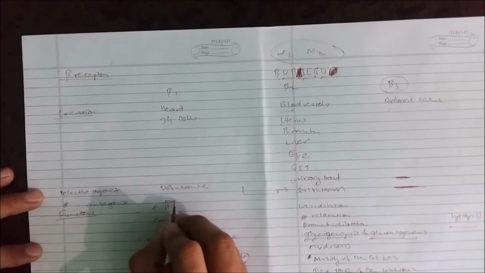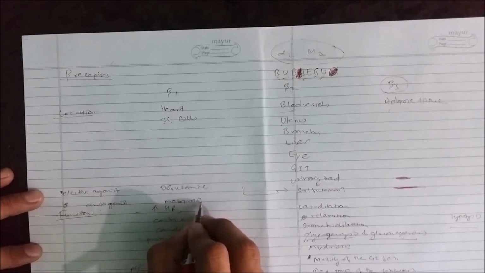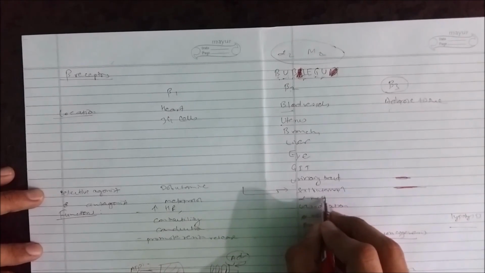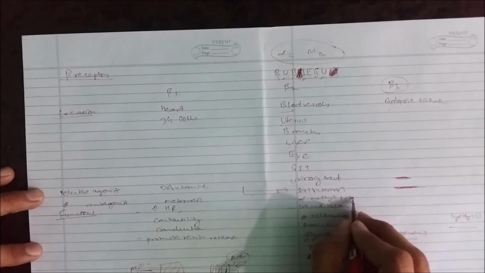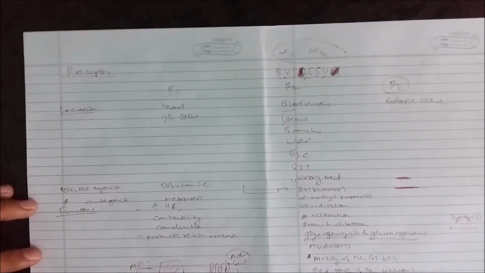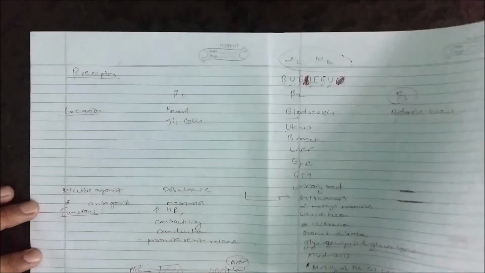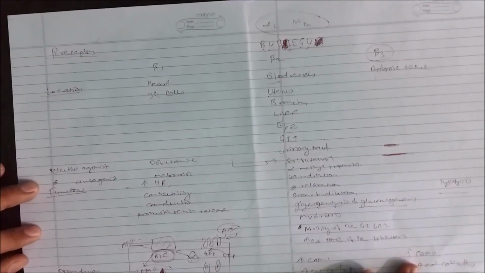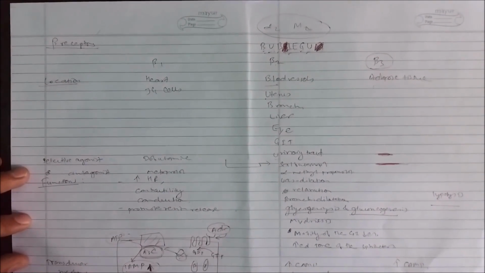And the selective antagonist for beta 1 is metoprolol, and for beta 2 is alpha methyl propranolol. Okay, so we have now discussed the beta receptors in a few words.